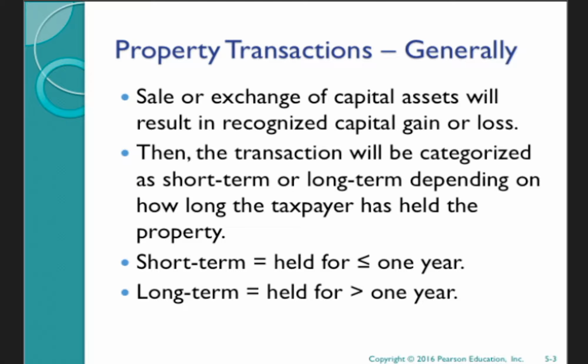So generally, a sale or exchange of capital assets will result in a recognized capital gain or loss. So if it's a capital asset and you have a gain or loss, that's going to be generally a recognized capital gain or loss. Then, depending on how long the holding period of the property has been, you will designate it either a short term if it's less than a year or equal to a year that you've had the asset, or a long-term capital gain or loss, based on if it was for over a year.